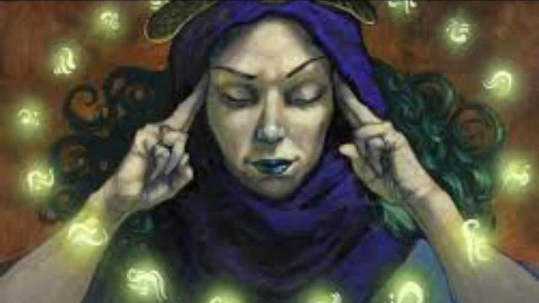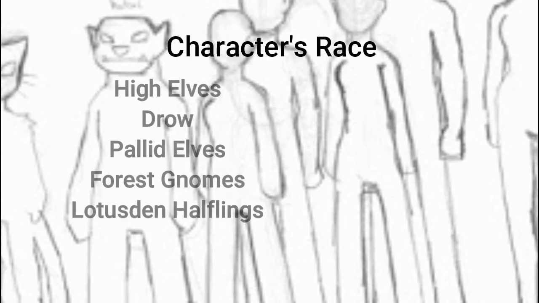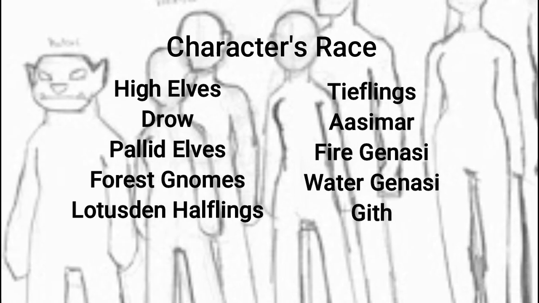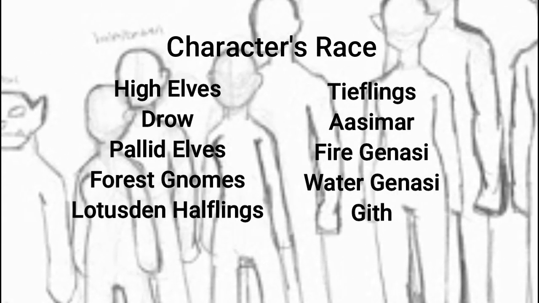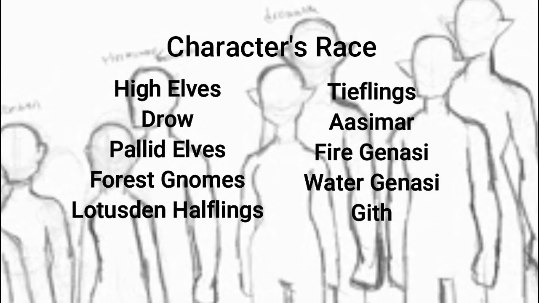You may be wondering, how do you learn a cantrip? Well, let me show you. The first way that you can learn a cantrip is from your character's race. High Elves, Drow, Pallid Elves, Forest Gnomes, Lotus Den Halflings, Base Tieflings in most of their variants, Aasimar, Fire and Water Genasi, and Gith have access to cantrips from the racial traits.